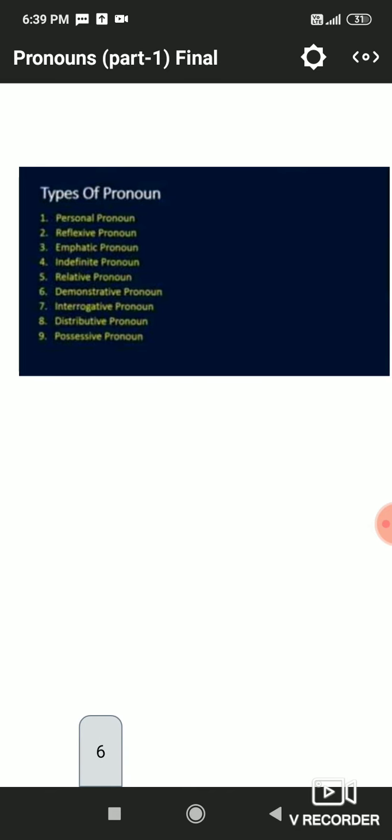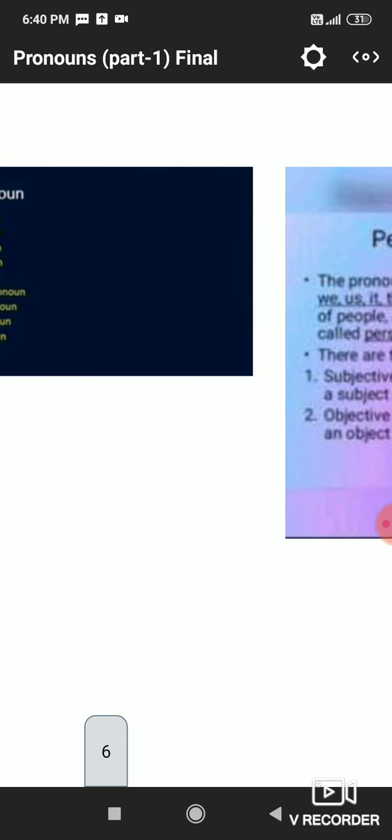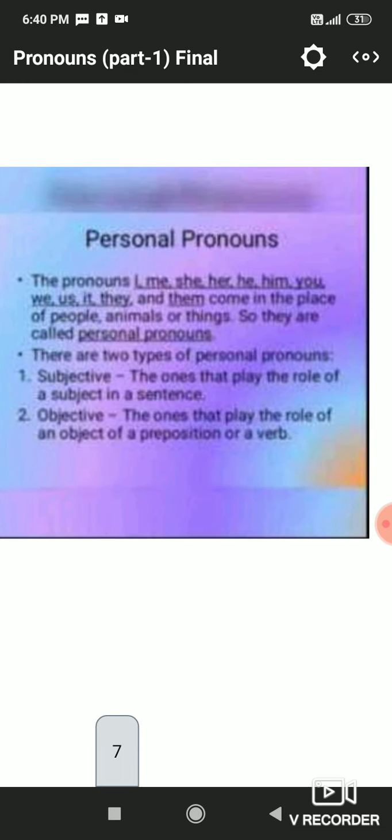So here there are 9 types of pronouns. Let me read them out: personal pronoun, reflexive pronoun, emphatic pronoun, indefinite pronoun, relative pronoun, demonstrative pronoun, interrogative pronoun, distributive pronoun, and possessive pronoun. We will discuss them in detail one by one. Let us start with personal pronoun.